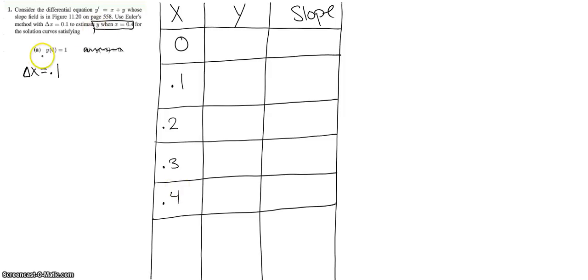We know that for a, it starts at the point (0, 1), so we know that y starts with 1, and then we can plug those values into our equation for the slope, y prime equals x plus y, which in this case will be 0 plus 1, to find that the initial slope is 1.